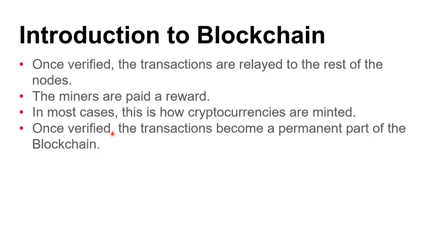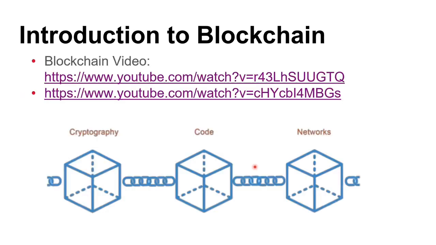And miners are paid a reward when they are the ones that are voted on as adding the transactions. In the case of Bitcoin, the miners are paid in Bitcoin, and for other blockchains, they're paid in that native token. And so this is how new cryptocurrencies are minted. And then once verified, these transactions become a permanent part of the blockchain.